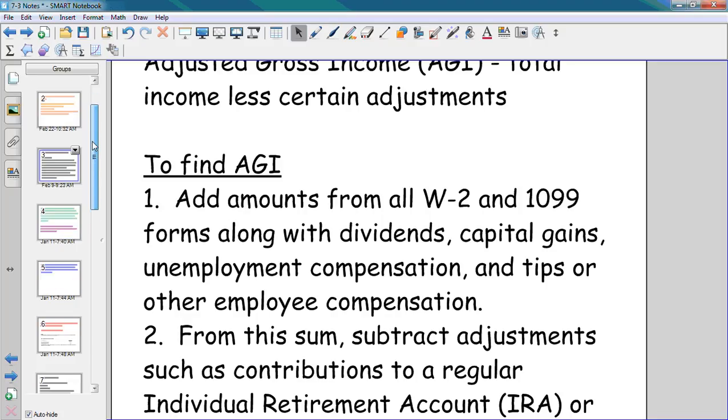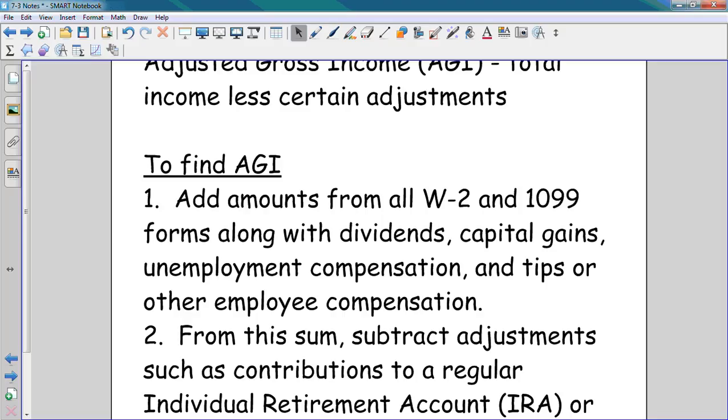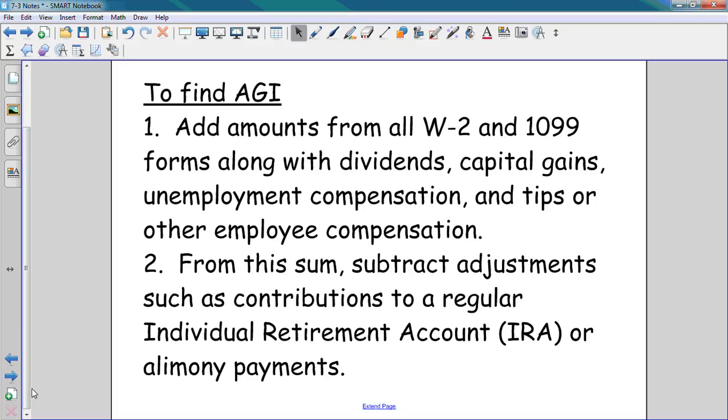Then, when you add all that income up, you get to subtract out any money that you contributed to a regular IRA account. An IRA account is a retirement account. Why do you get to subtract your retirement account money? Because when I retire, I'm going to pull money out from my retirement account. I'm going to get a check every month, or every 2 weeks, or whatever the rule is, or a check a year, and then just put it in a checking account.